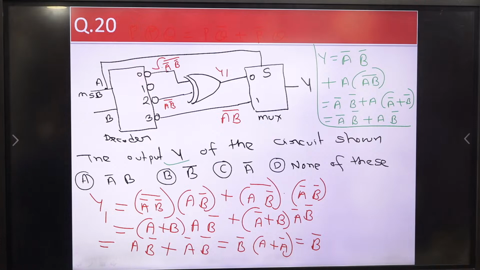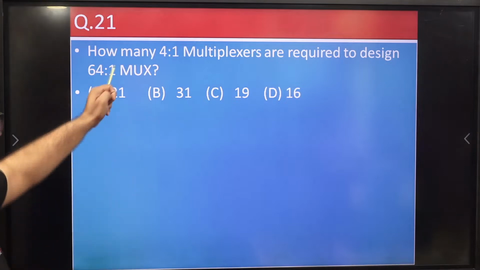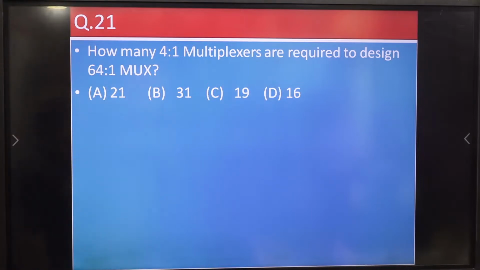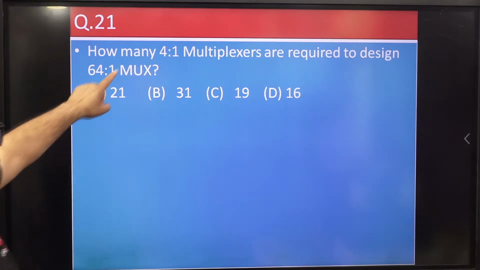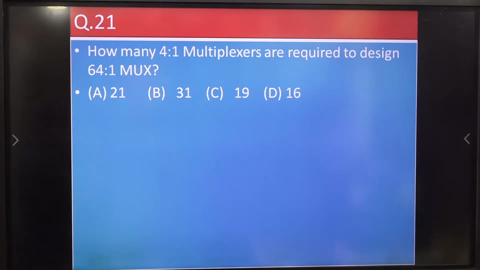Now let us move to question number 21. This is the question: how many 4x1 multiplexers are required to design a 64x1 mux? This is a simple question. All of you please write the answer immediately. How many 4x1 multiplexers are required to design a 64x1 mux? All of you tell me the answer. Which answer are you getting? Fast. Okay, Roshan has written the answer.